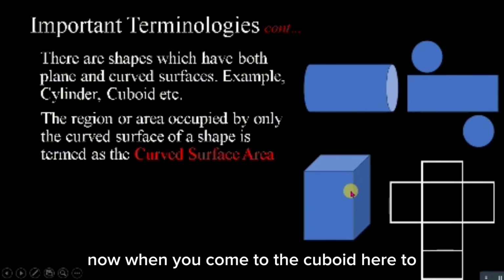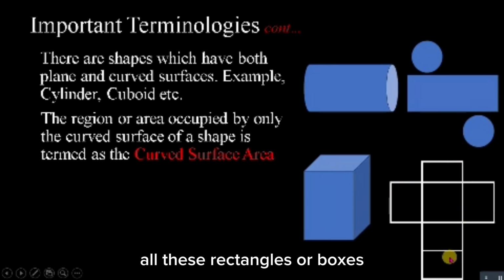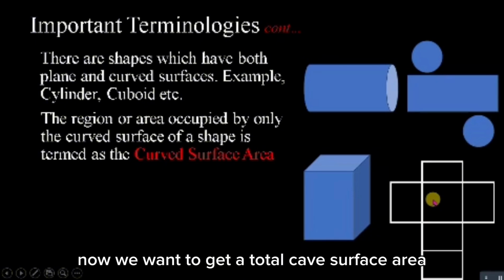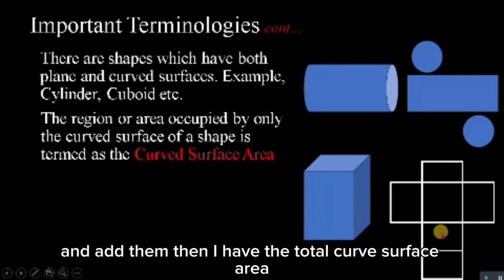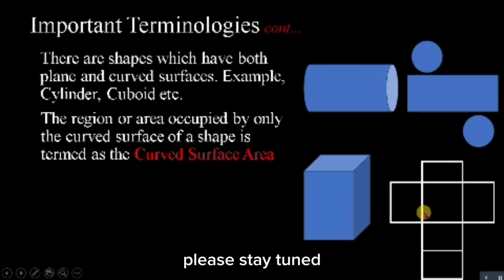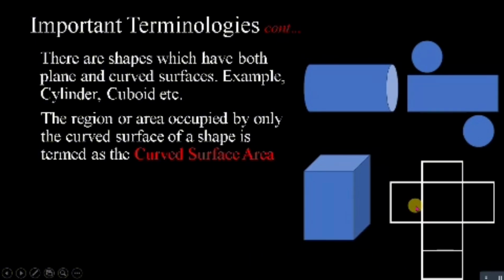Now, when you come to the cuboid here too, all these rectangles or boxes, when you calculate this area, we have the curved surface area. Now, when you want to get the total curved surface area, it means I'm going to find all the areas of the boxes and add them. Then I have the total curved surface area. Please stay tuned, and you can rewind the video as much as you want to understand it very well.